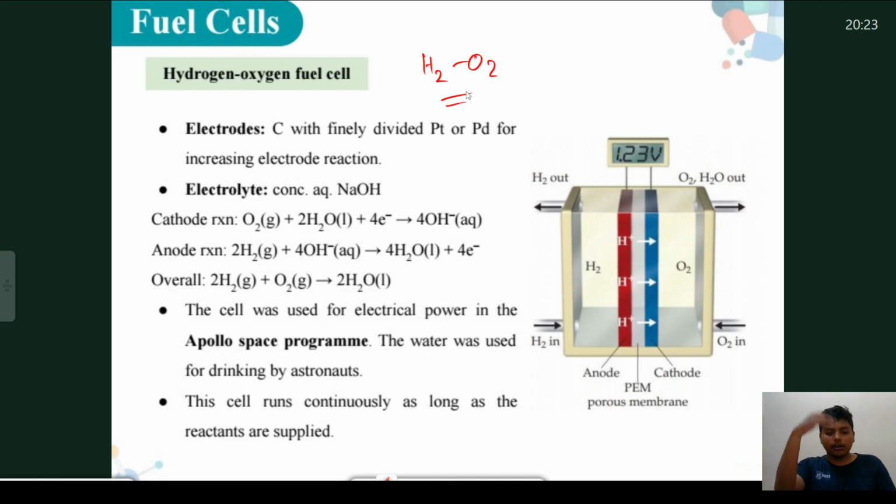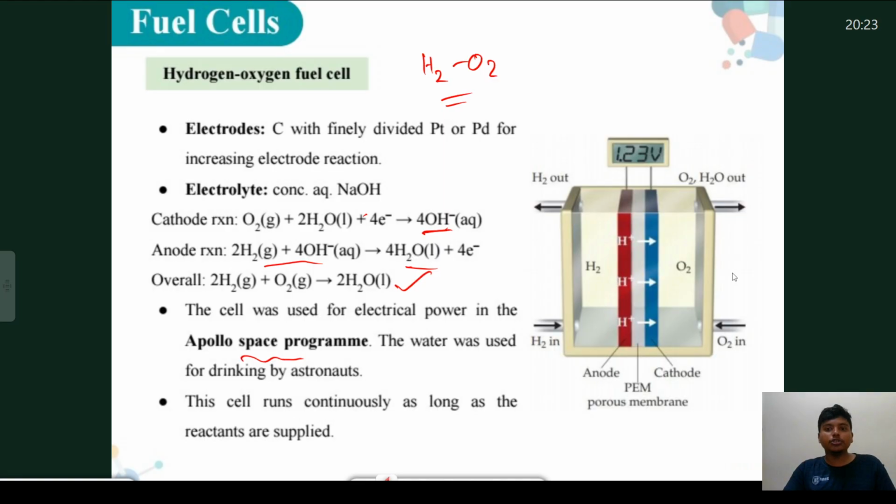We use it in aircraft, in rockets, in jets, in the Apollo space program, in the space shuttle. We use this kind of battery. What happens? At the cathode, oxygen is reduced, and at the anode, hydrogen is oxidized. That's it. Overall reaction: hydrogen plus oxygen become water.